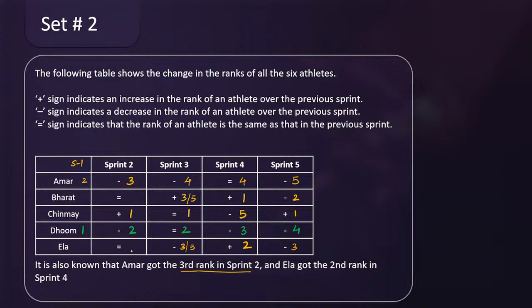Okay. If she has rank number 5 here, then rank number 5 can't be in sprint 3. Either rank number 5 will be in sprint 2 or in sprint 3, because there is no equal sign here. So now I can say that Ela cannot have rank number, wait, I need to check this. So Ela's rank can be 5. Which ranks are left here?